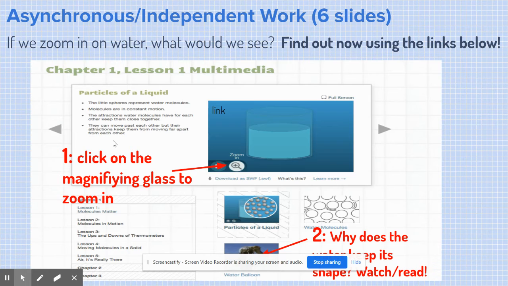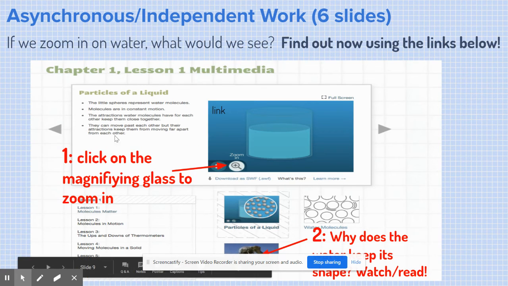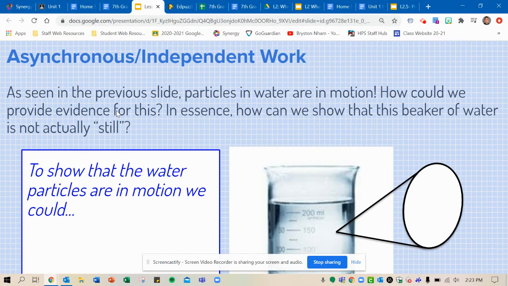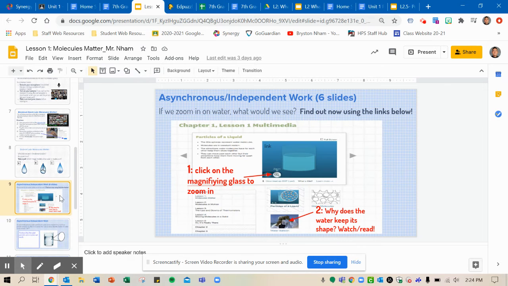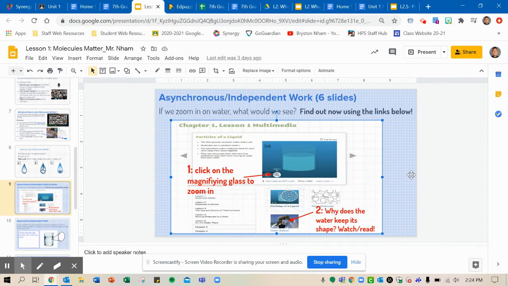Okay. The question is, if we zoom in on water, what will we see? Okay. So you're going to use the links below. Okay. Oopsies. So let me back up. I'm going to wait because I'm trying to get this to load. There we go. Okay. So right here, there's a link that you should click on. And when you click on this link, it should open up a new link. Okay. You're going to click on the magnifying glass to zoom in. And then you're going to see, why does the water keep its shape? So you're going to watch and you're going to read.